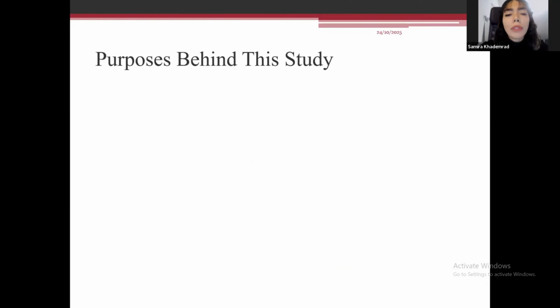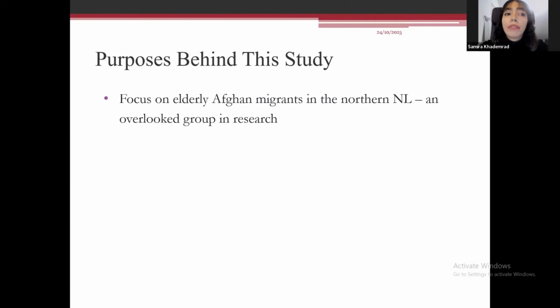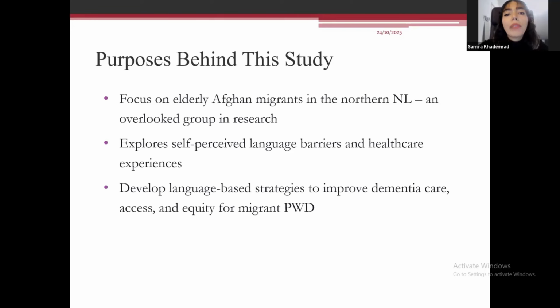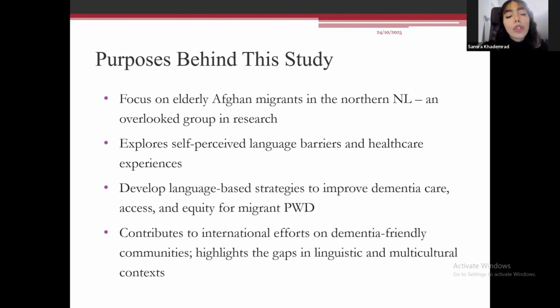So against this backdrop, the current study aims to achieve the following purposes. By focusing on elderly Afghan migrants in the northern Netherlands, an often overlooked group in academic research, it addresses a critical research gap and explores self-perceived language barriers and healthcare experiences, and develops language-based strategies to improve dementia care, access, and equity for migrant people with dementia. It also contributes to international efforts on dementia-friendly communities while highlighting the gaps in linguistic and multicultural contexts.